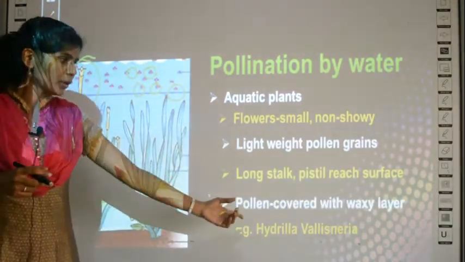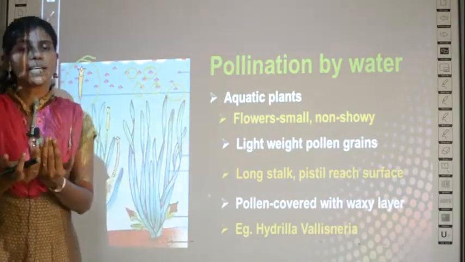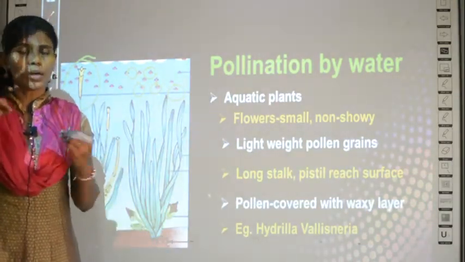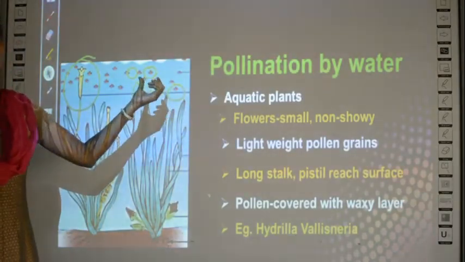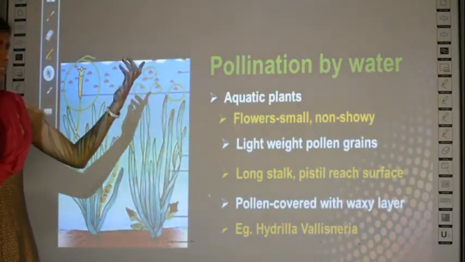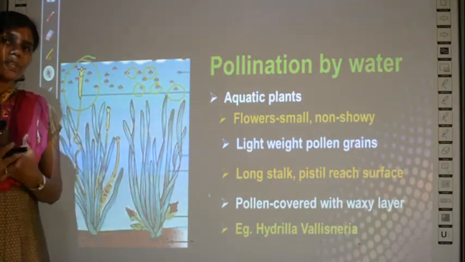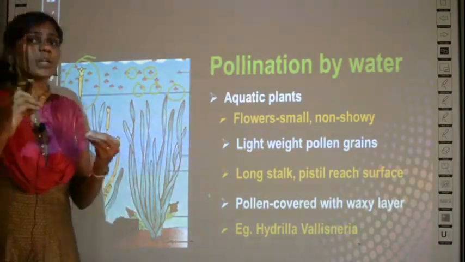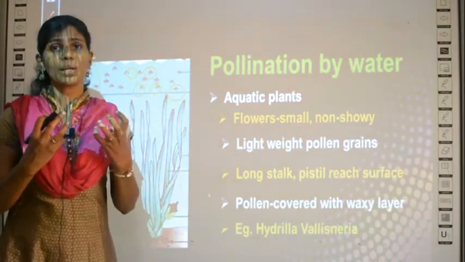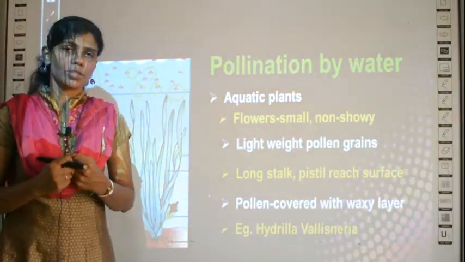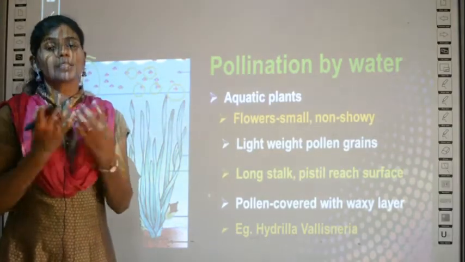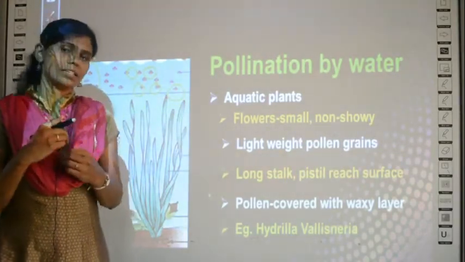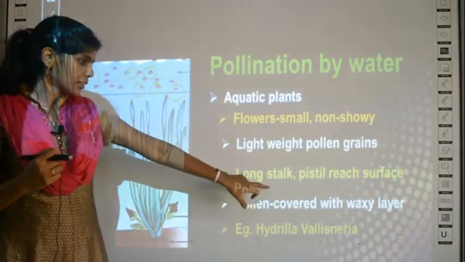As I told you, the pollen grains are covered with a waxy layer. Why should it be covered? So that water does not enter inside, and the pollen grains are resistant to water. Say, for example, a seed is soaked in water. What will happen? The nature of the pollen grain will not remain as such, right? So it is designed in such a way that it has a waxy cover, so that water will not enter into it. It is non-sticky to water.